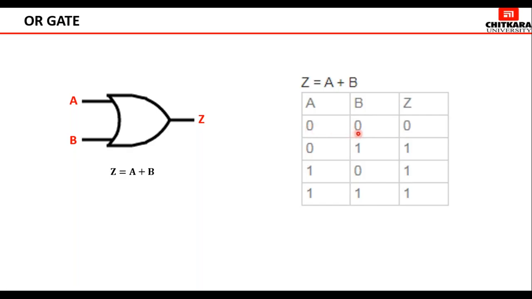So when both the inputs are 0, 0 plus 0 will give you 0 as the output, right? If any one of the inputs is 0 and the other input is 1, so it can be either 0 and 1 or 1 and 0, then 0 plus 1 as well as 1 plus 0 are both equal to 1. So the output is 1. Likewise, if both the inputs are 1, 1 plus 1 will also give you 1. That means the output is only 0 when both the inputs are 0. In all other cases, the output is always equal to 1, right?